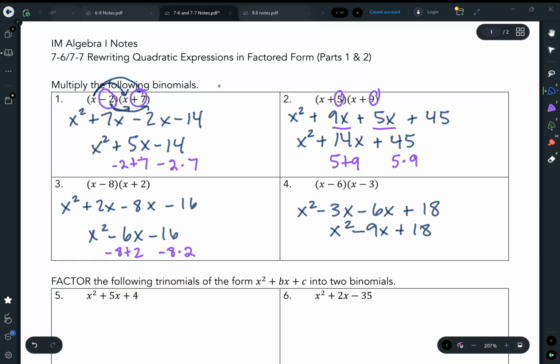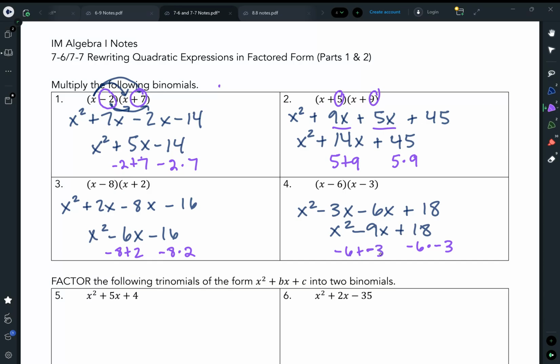My very last one, let's see if it works again. We have negative 6 times negative 3, so negative times negative makes a positive 18. But when I add two negatives, negative 6 and negative 3, 6 plus 3 is 9, but now it's a negative 9. So that pattern holds all the way through.